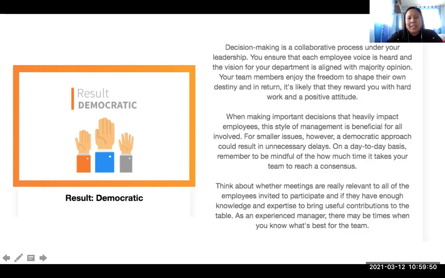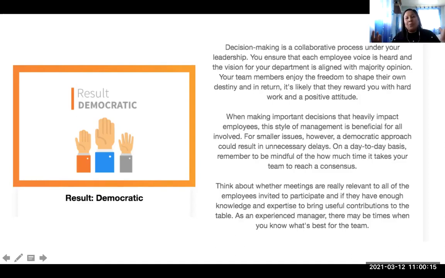So, democratic. As I was scanning your answers, I saw most were democratic, and then others were consultative and laissez-faire. Note that there's no right or wrong answer here, and this is for the purpose of awareness. I was also quite surprised when I had the results.